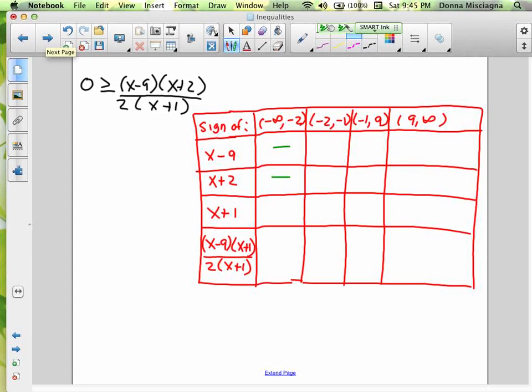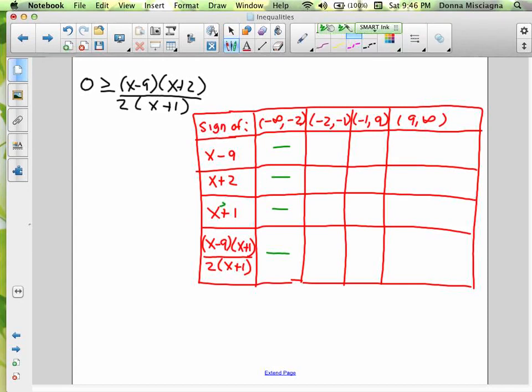Right? x plus 1. Well, if I plug in negative 2 plus 1 even, that's going to be negative. If I plug in something more negative, like negative 3 plus 1, it's going to be negative. So all of these are going to be negative. They weren't that big to begin with. So you've got a negative times a negative divided by a negative. You've got 3 negatives. This is negative.